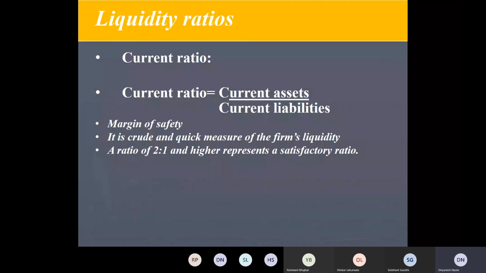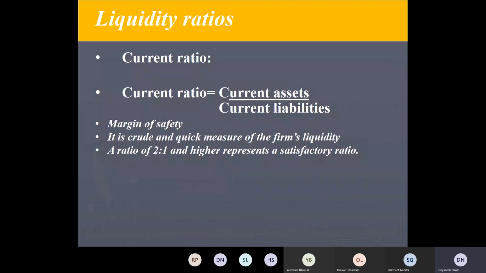So current ratio, as we said, is a measure of the firm's short-term solvency. It indicates the availability of current assets in rupees for every 1 rupee of current liability. Suppose 1 rupee has to be paid, how much current asset in rupees is available with us? So it is taken as a margin of safety.